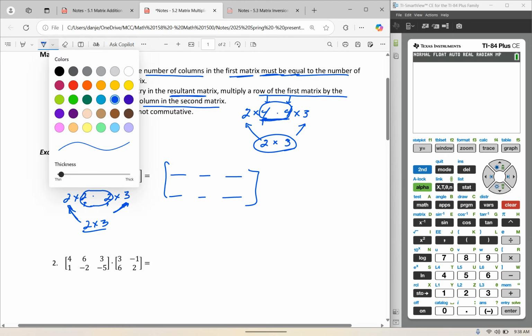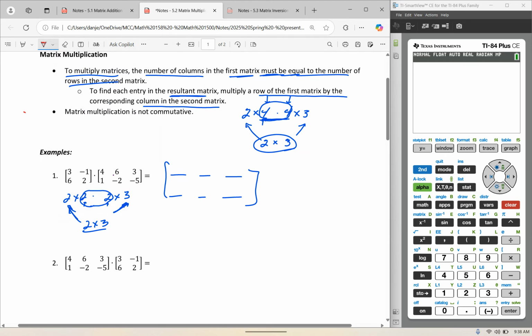Now to do that, I'm going to multiply the first row times the first column. 3 times 4 is 12. And then negative 1 times 1 is negative 1. That's going to give me 12 minus 1, which is 11.